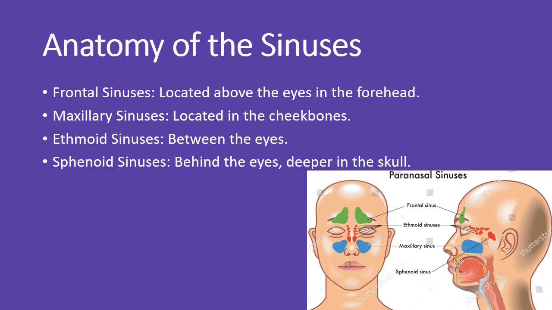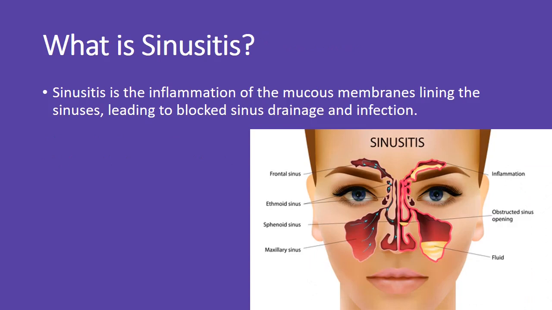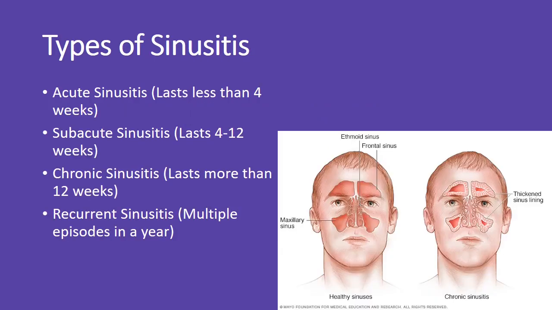Before diving into sinusitis, let's understand the anatomy of the sinuses. We have four main sinuses: frontal sinuses above the eyes, maxillary sinuses in the cheekbones, ethmoid sinuses between the eyes, and sphenoid sinuses behind the eyes. Sinusitis refers to the inflammation of the sinus lining, causing blockage and often leading to infection. Sinusitis can be classified as acute, subacute, chronic, or recurrent, depending on the duration and frequency of the episodes.